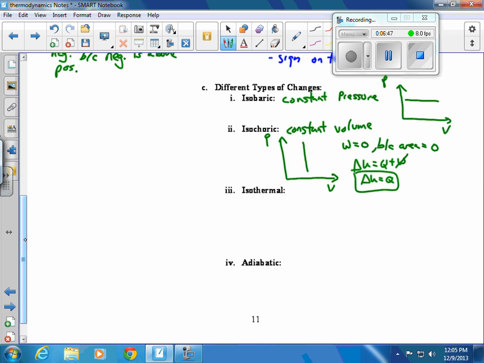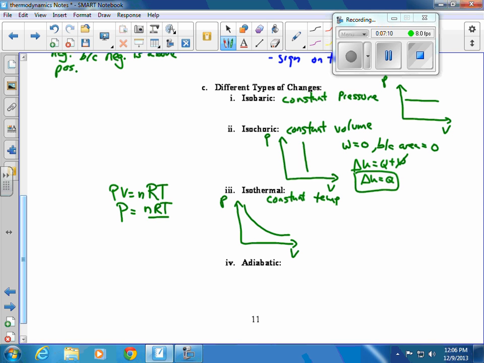Isothermal means constant temp. And that graph is going to look like the following. Okay, the reason why it looks like that, if I think of PV equals nRT, if I rearrange it, I get P is nRT over V. P is proportional to 1 over V. That's an inverse. Inverses look like that. And the other thing, if it's constant temperature, that means that it's constant U, which means delta U equals 0.